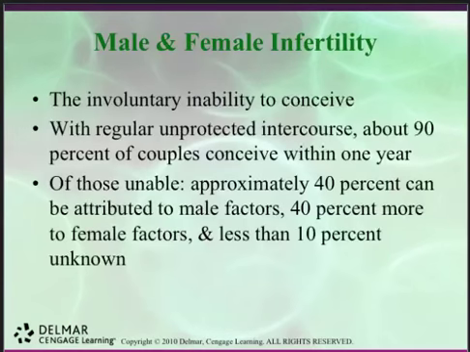Okay, infertility is the inability to conceive. With regular unprotected intercourse, about 90% of couples conceive within a year. Of those who are unable, 40% can be attributed to male factors, 40% to female factors, and 10% are unknown. The inability to conceive can originate in either sex. The percentages of male to female reasons for infertility are nearly identical.